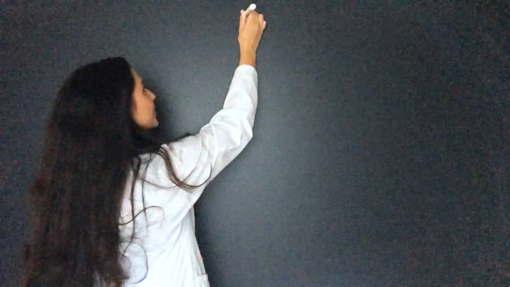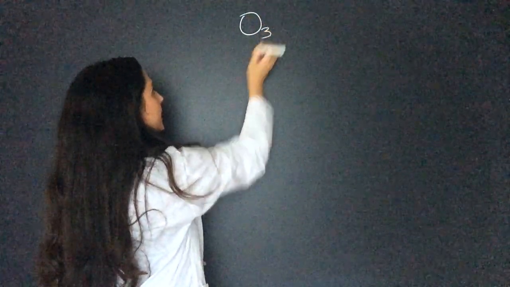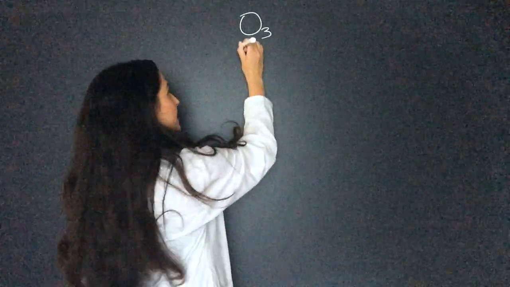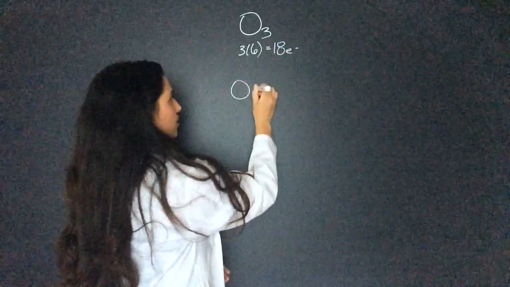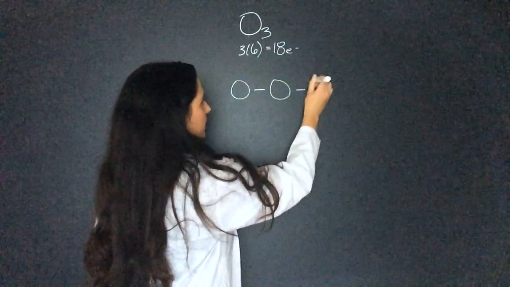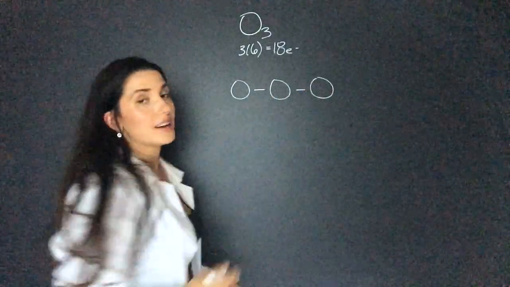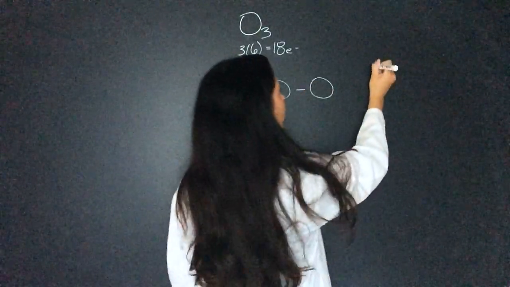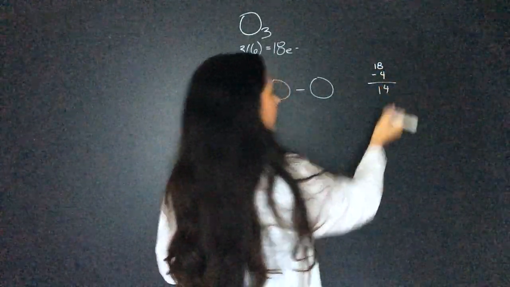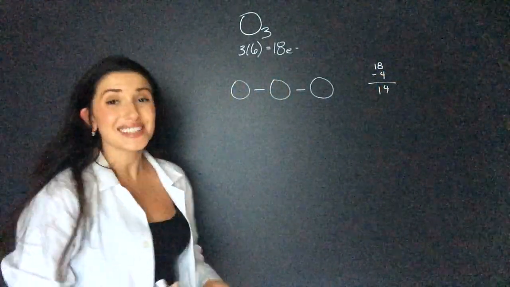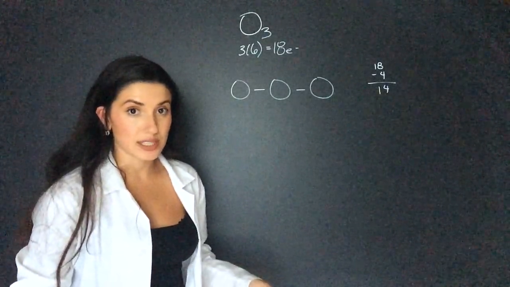My trick question for today is ozone, O3. Oxygen has a valence shell of 6, and 3 times 6 is 18 electrons. So let's draw oxygen 3 times bonded. I have 2 bonds, so that's 4 electrons. 18 minus 4 is 14. So I still need 14 electrons here.